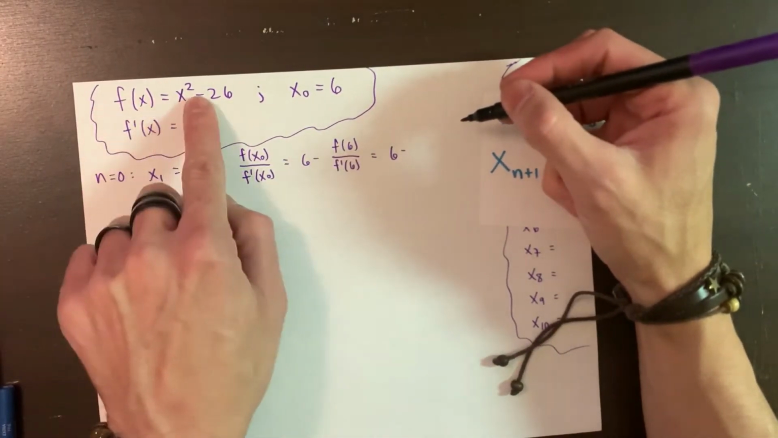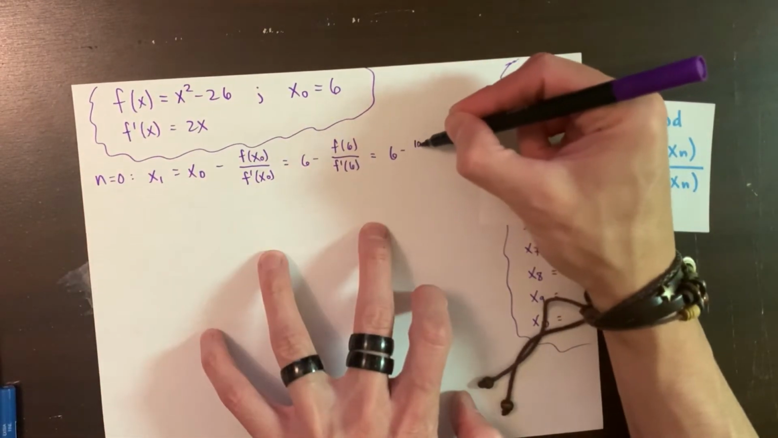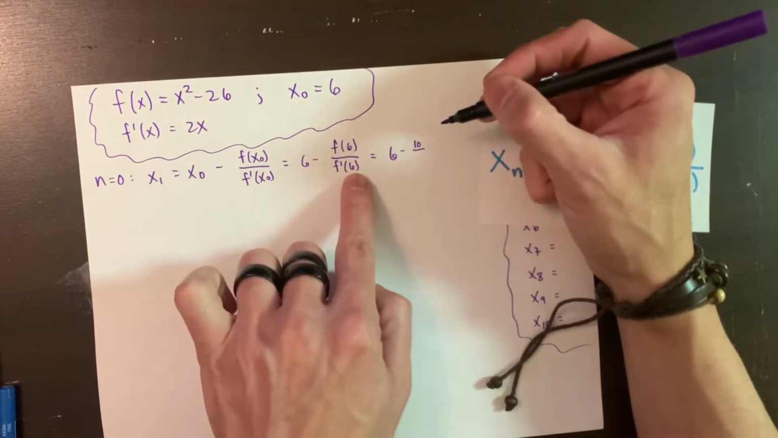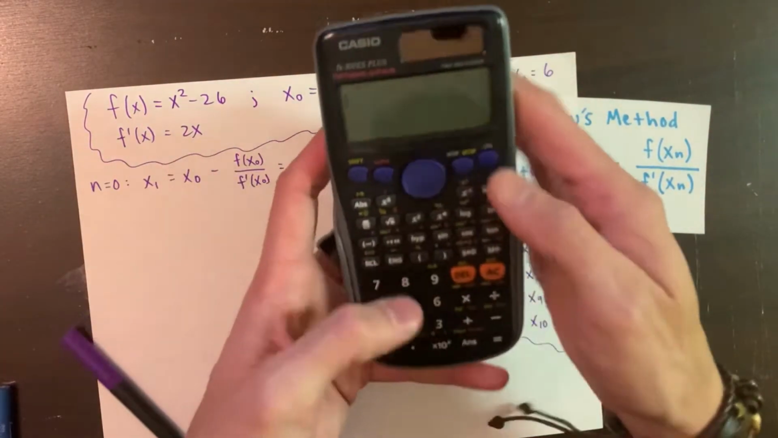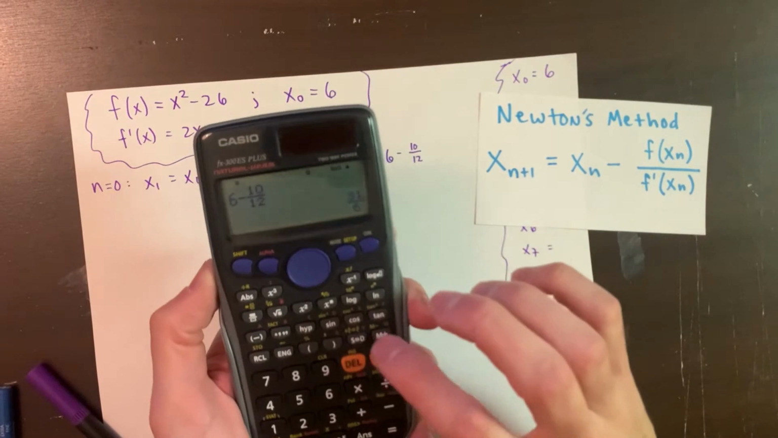And that's 6 minus, what's f of 6? Well, f is the original function. Plug 6 in there, 36 minus 26 is 10. And f prime is the derivative, so plug 6 into the derivative, that's 12. And I get 31 over 6, which is a nice exact value, but I think they wanted you to round to 6 decimal places.